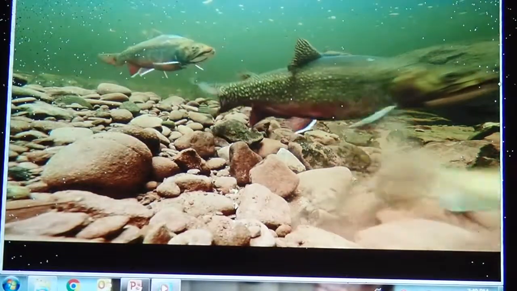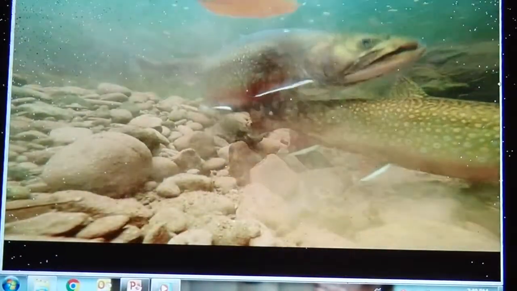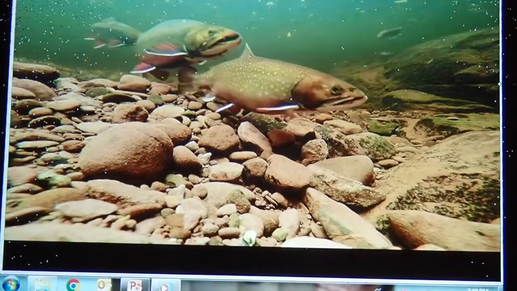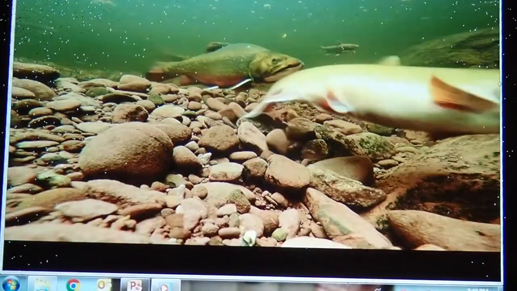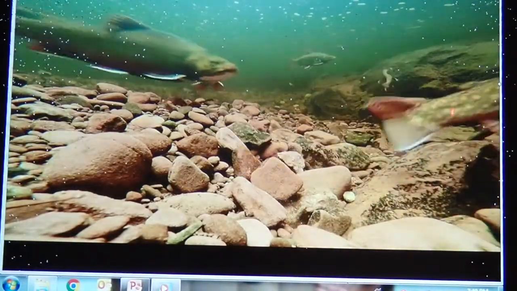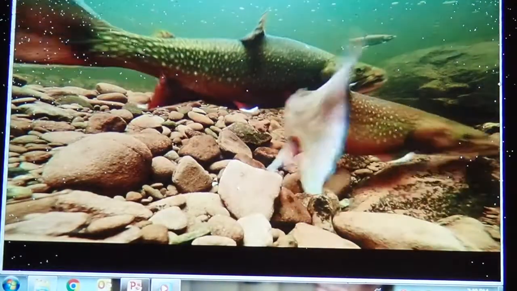So this first section of the video shows the female, and she's trying to dig her redd. You can see that she's not really using her mouth. It's not very efficient for her to use her mouth like that sea lamprey does. You can see how broad the tail is there. It's very good for digging. There's a lot of muscle right down in the base of the tail, which helps remove those larger stones.